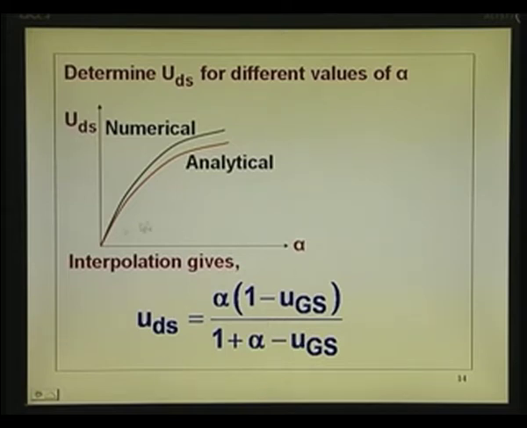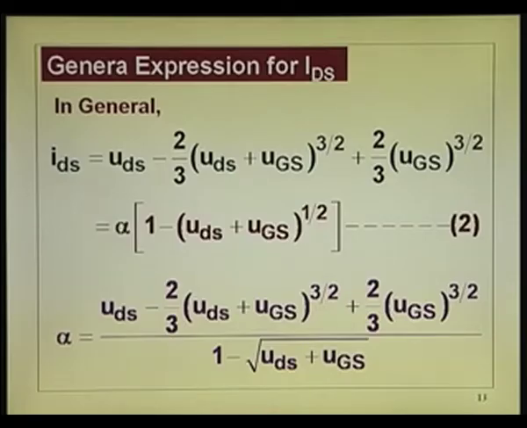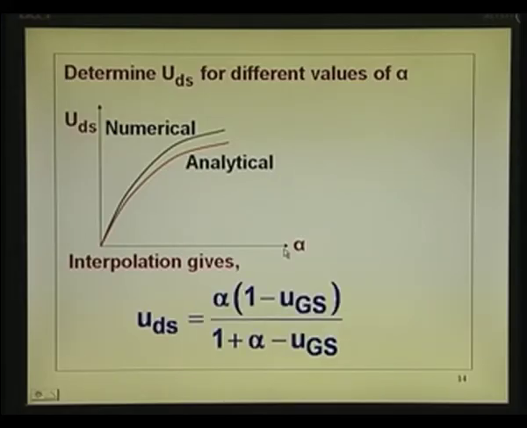Once you get an expression for UDS in terms of UGS, you go back and substitute in equation 2. What is equation 2? Let us go back. This is equation 2, IDS is equal to... for a given alpha, we know what UDS is from that expression in terms of UGS. So, you get IDS versus UGS. I substitute for UDS in that equation. I think I should put that down here.